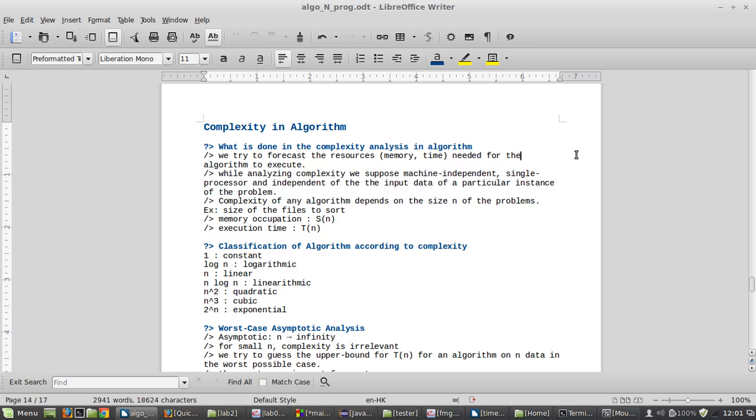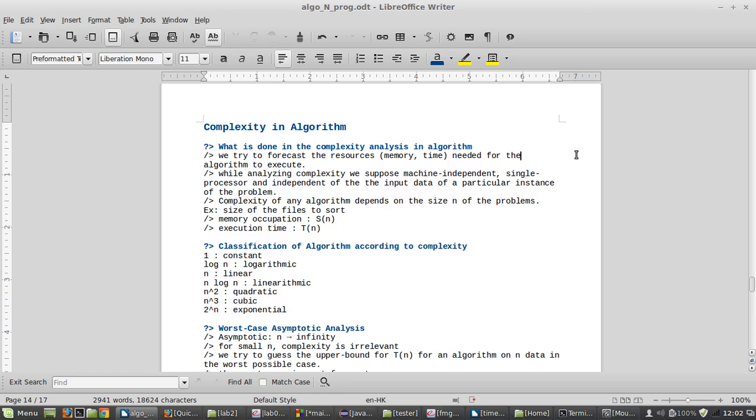Okay, what is the complexity of any kind of algorithm? How do we find the complexity of an algorithm? What is done in the complexity analysis of an algorithm? This is the first question that you have to ask yourself. We try to forecast the resources. Two main kinds of resources are used in algorithms, in programming overall, and they are needed for the algorithm to execute. Whatever algorithm you design, you are going to need two kinds of resources: memory resources and time for the execution.